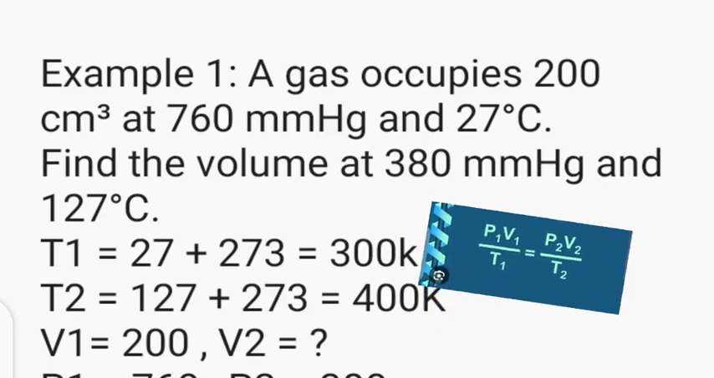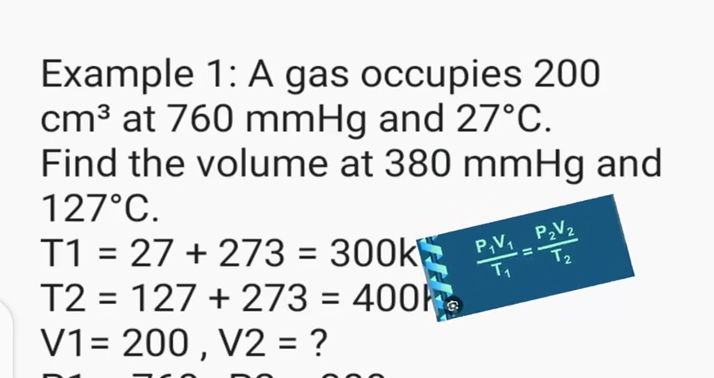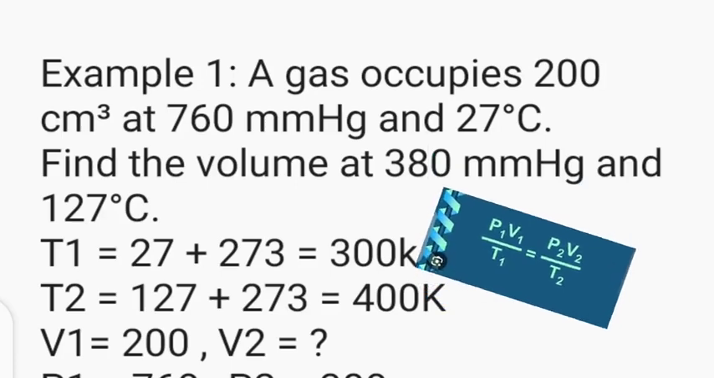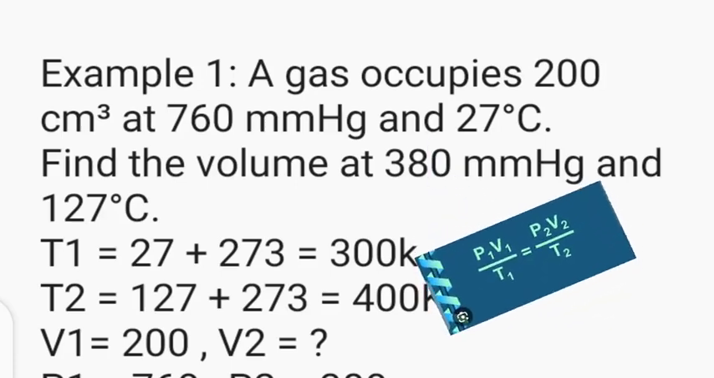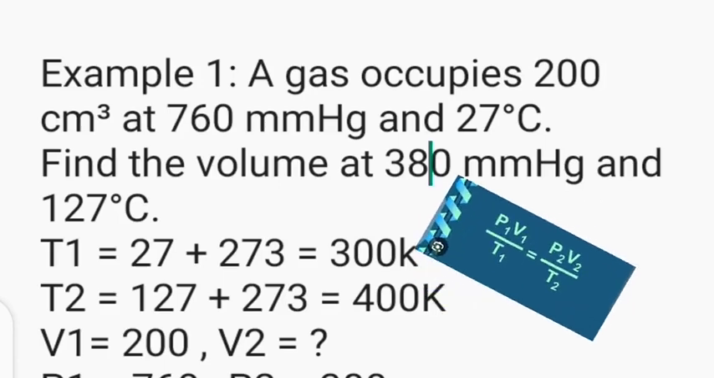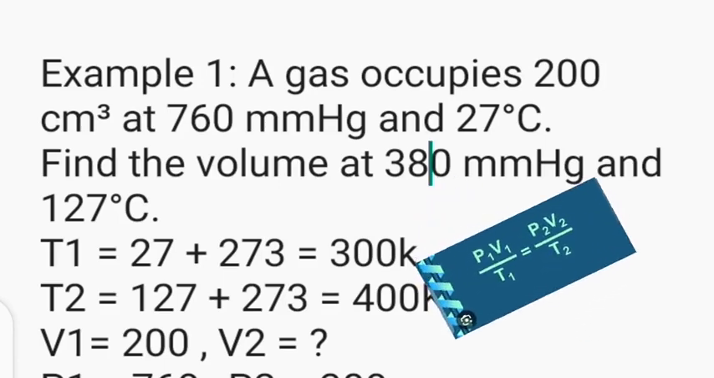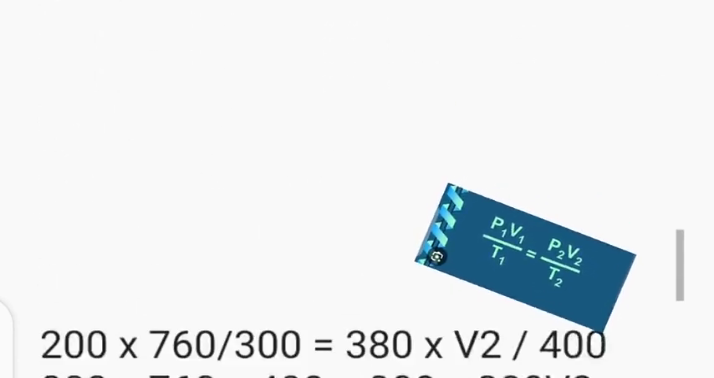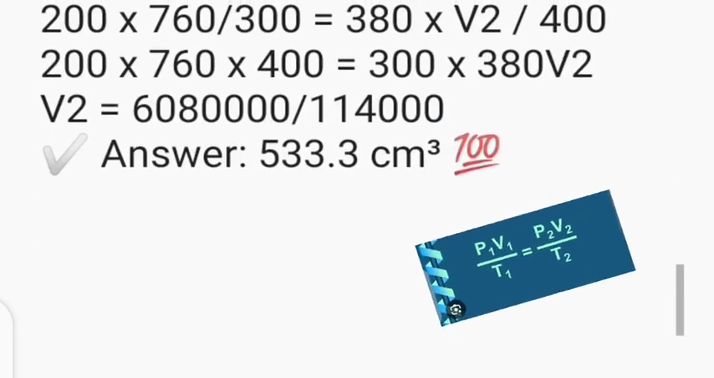Then for T2, that's 127 plus 273, that's 400 K in Kelvin. Then what's our volume 1? 200 cm3. Volume 2 unknown. P1 760, then P2 380. So I think with that we have gotten what we wanted.